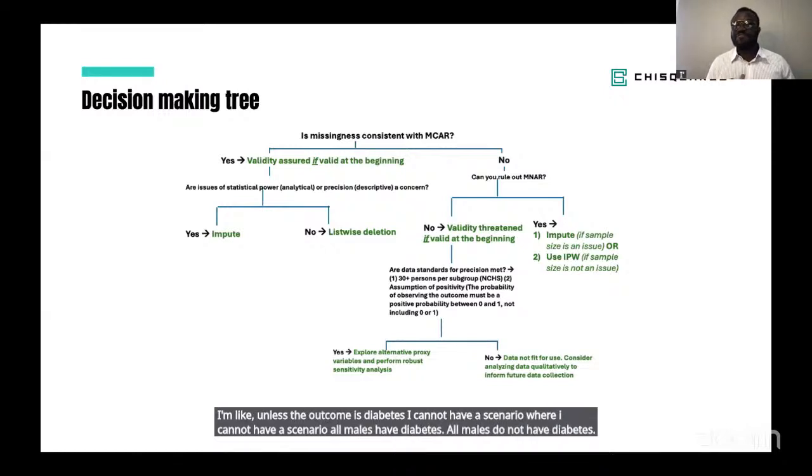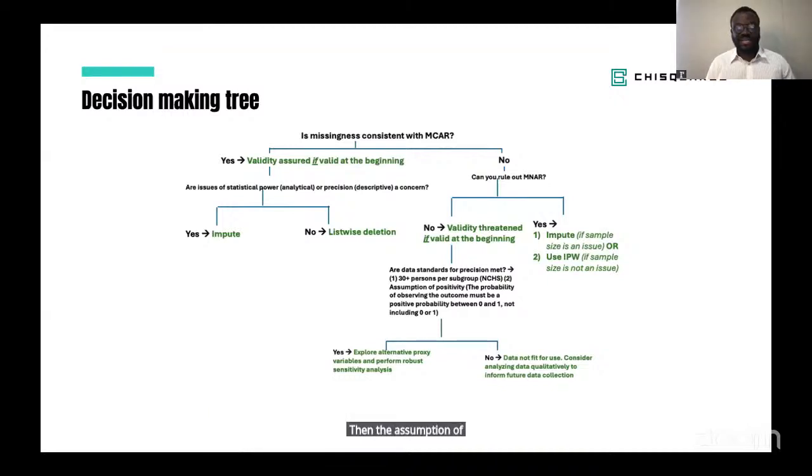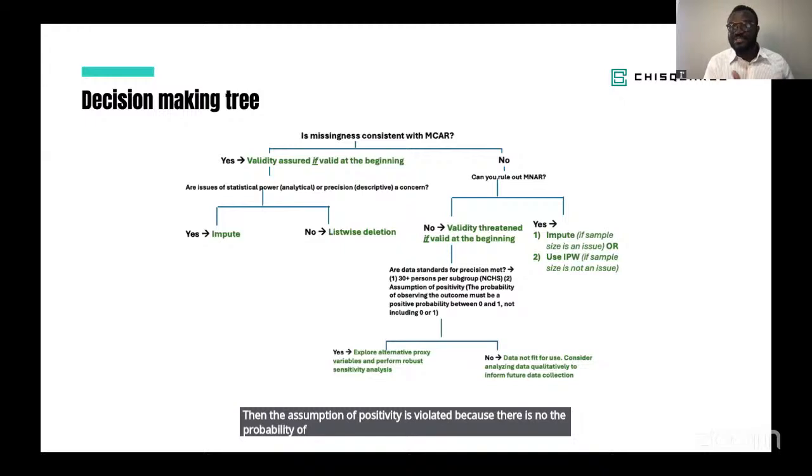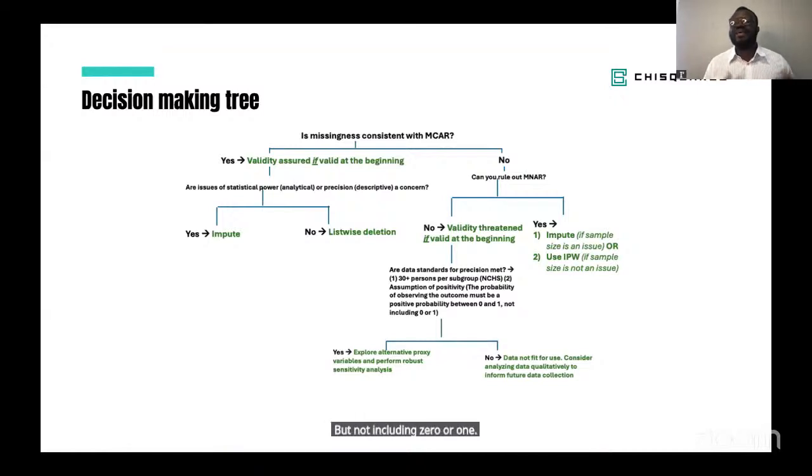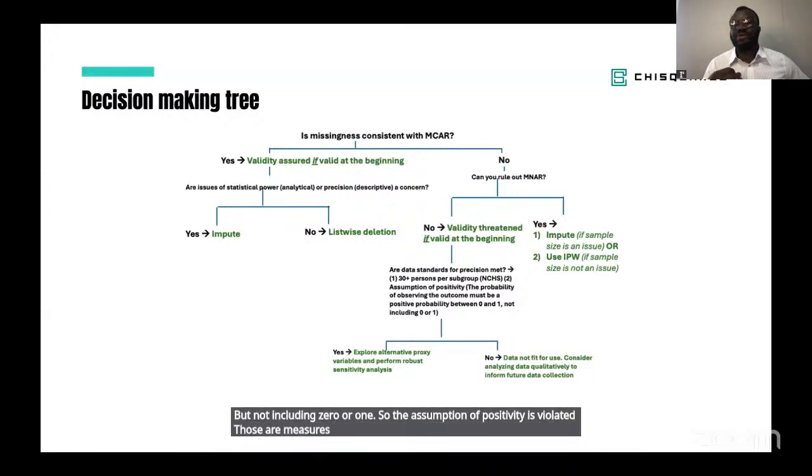Then the assumption of positivity is violated, because the probability of observing diabetes among males is not a positive number that lies between 0 and 1, not including 0 or 1, right? So the assumption of positivity is violated. Those are measures to ensure that we have enough people in our study to analyze it.